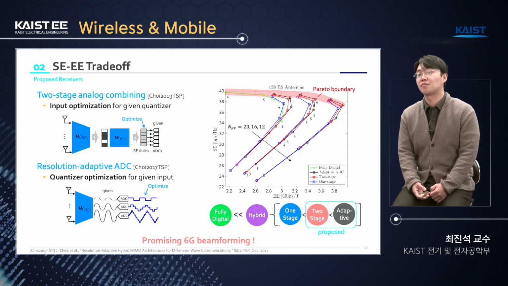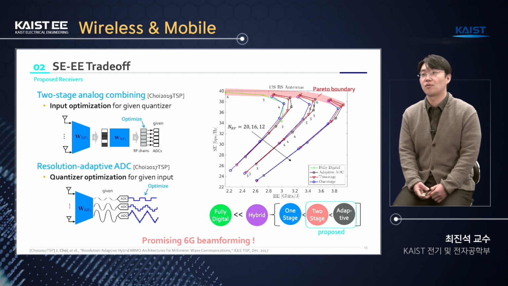Beyond some number of ADC bits, like 6 bits, the spectral efficiency keeps increasing while the energy efficiency starts decreasing. So there are some optimal points, and our approach can expand this optimal point and the range of the trade-off, and also achieve a higher trade-off between the spectral efficiency and the energy efficiency.